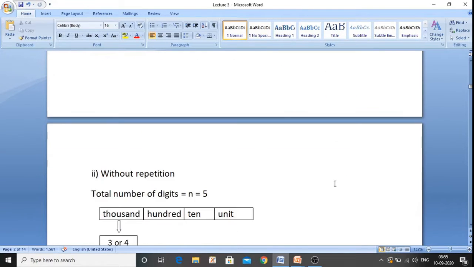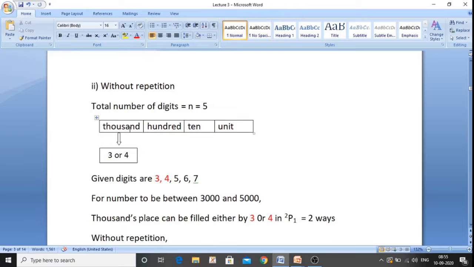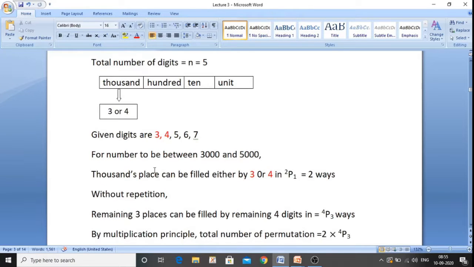Now the second condition is without repetition. So the first part will remain the same, that is the total number of digits n is equal to 5. So this thousand place can be filled either by 3 or 4. So there are two digits and one place. Therefore, the thousand place can be filled either by 3 or 4 in 2P1, that is equal to 2 ways.